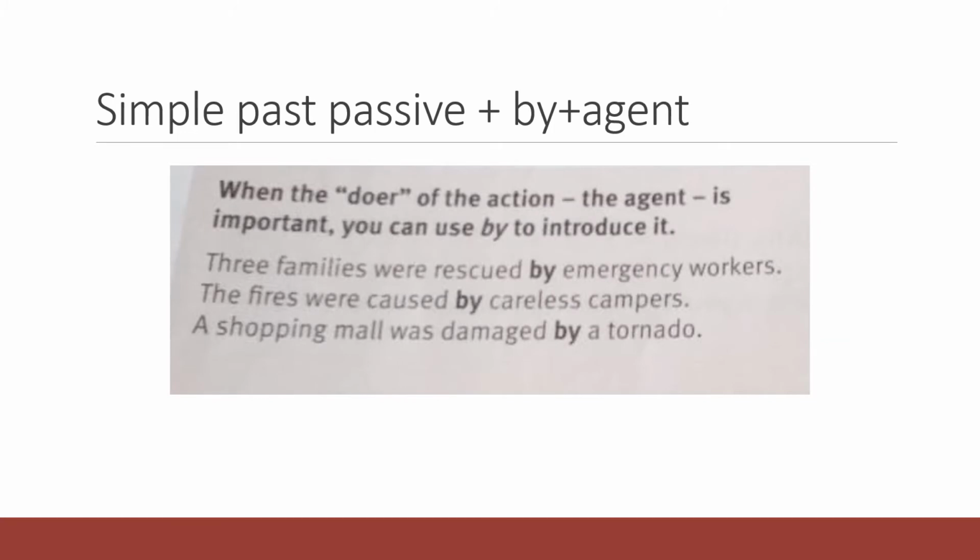Simple past passive plus by plus agent. So we use this form of passive voice when the doer of the action, in this case the agent, is important. And you can use the preposition by to introduce the agent. 3 families were rescued by emergency workers. The fires were caused by careless campers. And a shopping mall was damaged by a tornado.